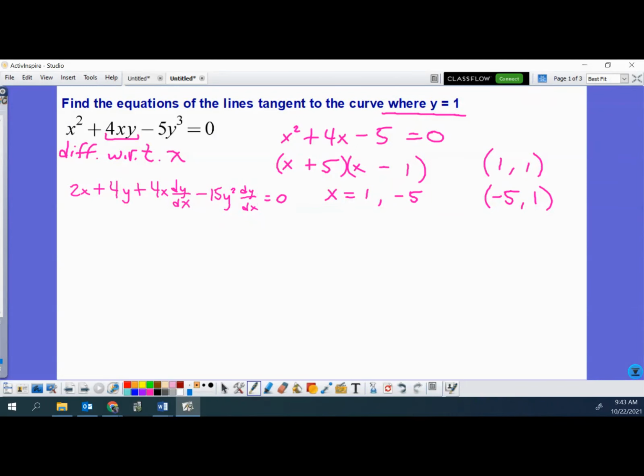All right, now we want to isolate dy dx. I guess you could start plugging in points at this point, but I think it's easier if you isolate dy dx first, especially since we actually have 2 points to plug in. So factor out the dy dx from the 2 terms that have it. So we're going to get a 4x minus 15y squared in parentheses here. Subtract the other 2 terms over to the other side of the equation.